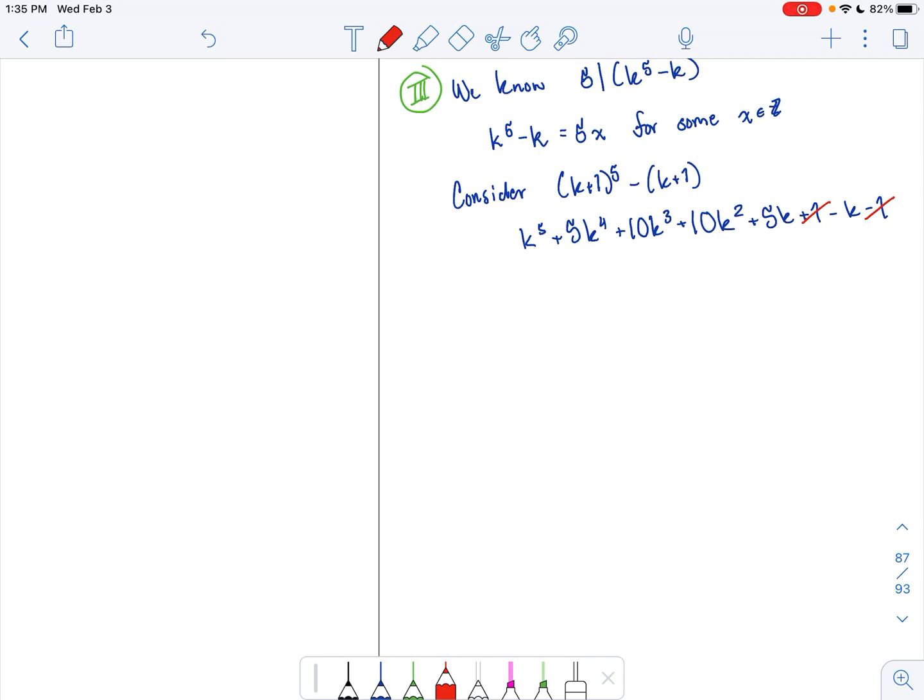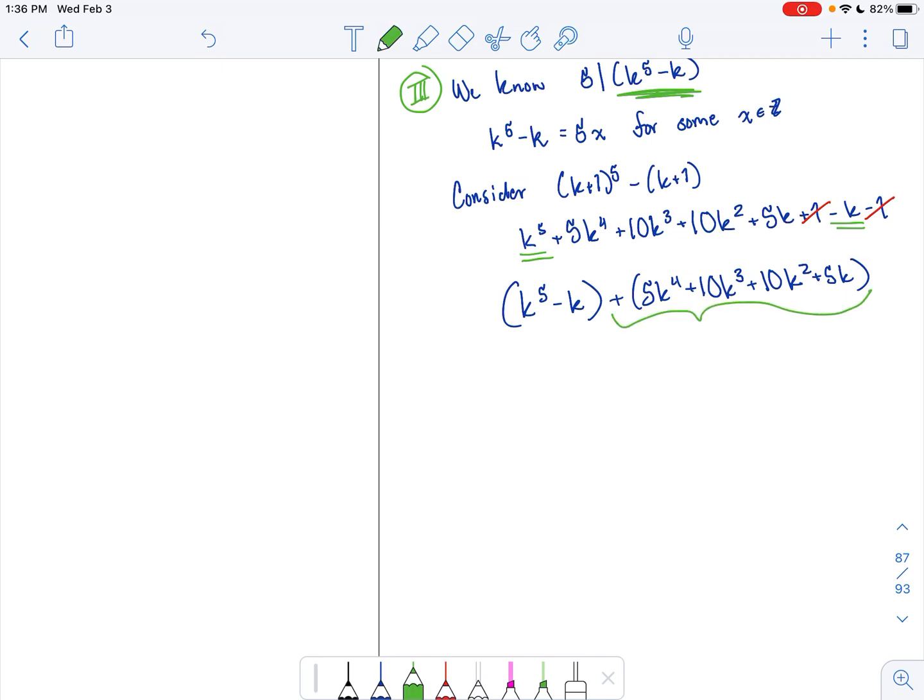What some of you might think to do is, oh, well, we can simplify here and we can simplify here. And there's a reason I'm not doing that. That's because this term and this term together are what we know about. So the way I'm going to rewrite this is I'm going to put k to the 5th minus k together, and then the other terms, you can think of these as the terms that aren't in our original expression that we know is divisible by 5. They are in another set. So we know k to the 5th minus k plus this expression is equal to here.